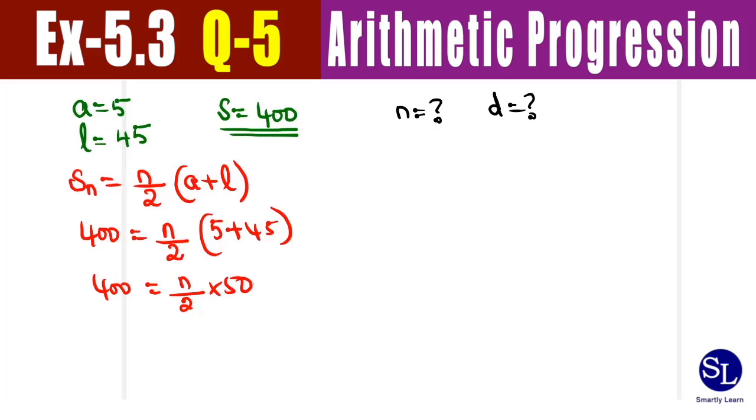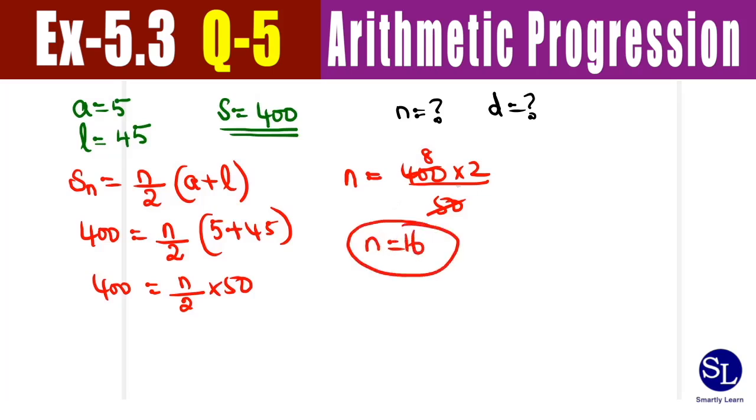Now I can find out the value of n from this. So n is equal to 400 into 2 divided by 50. So this is going to be 8 times 2. So n is equal to 16. So we got the value of n.